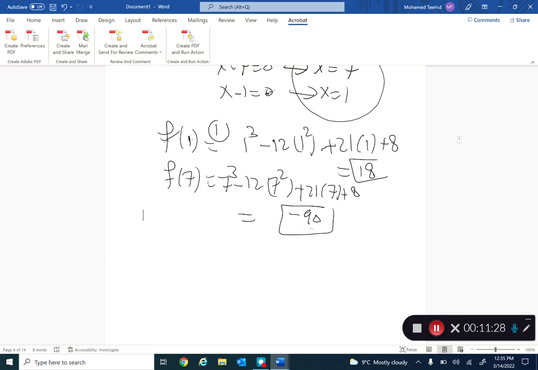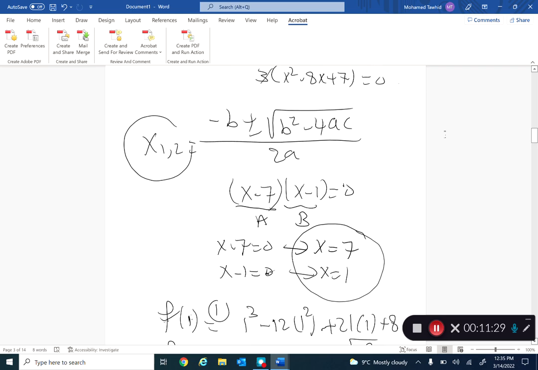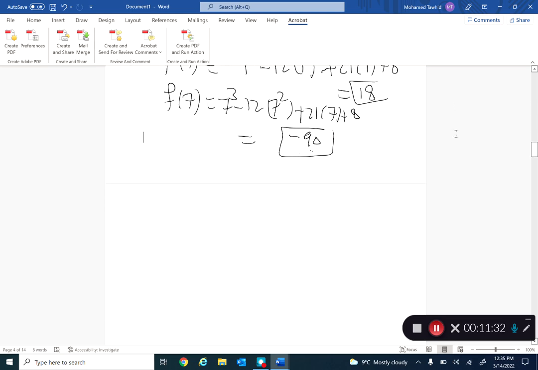So now what is the conclusion? What is my stationary point? I have two stationary points. What are the two? x equals 1 and also x equals 7. They are stationary points. So I have two of them.